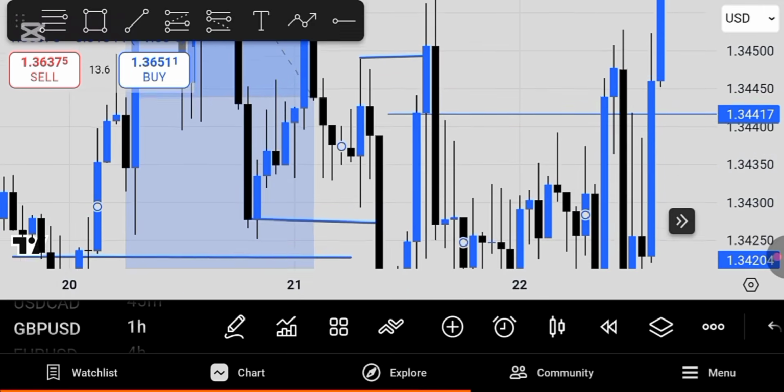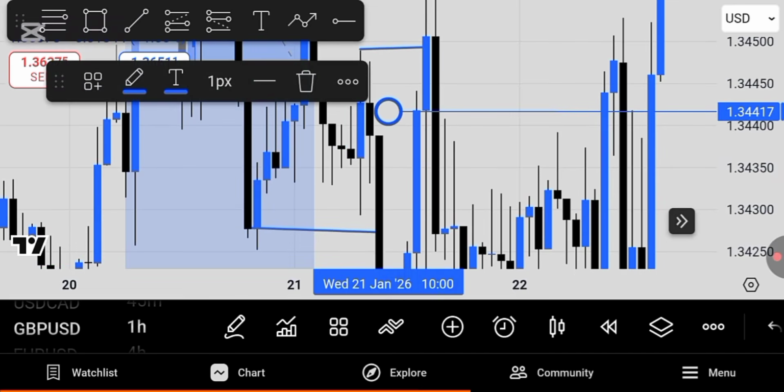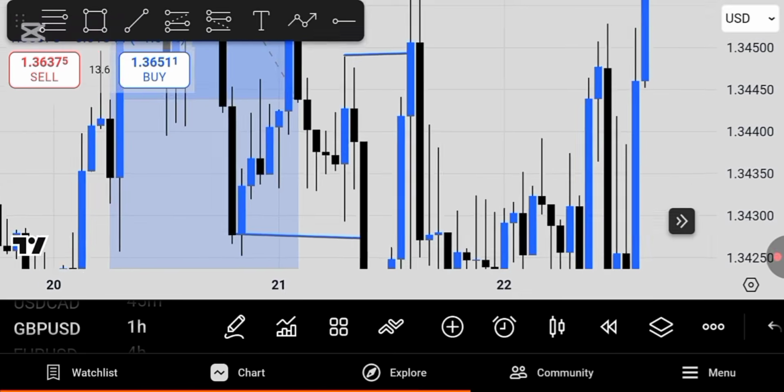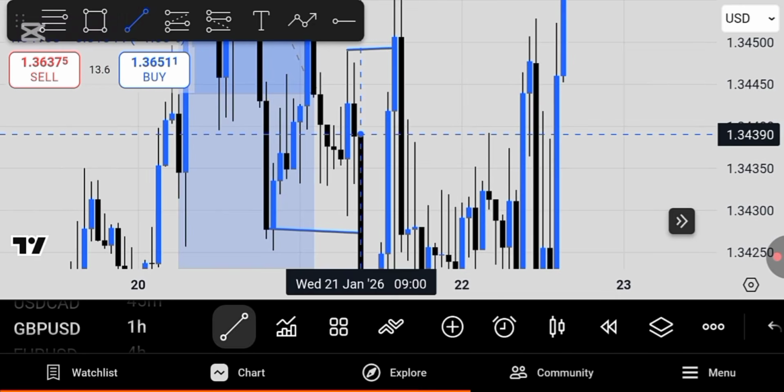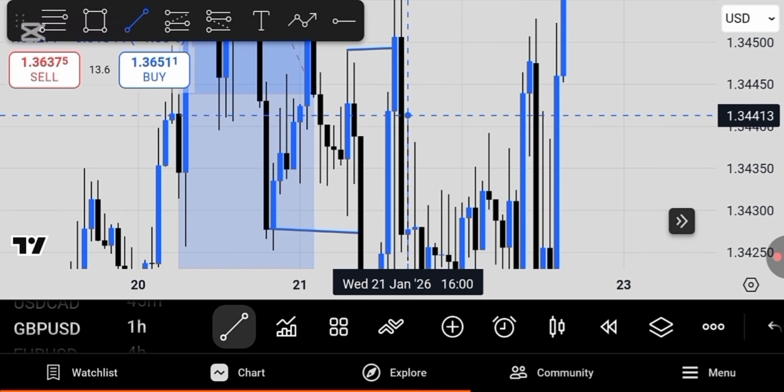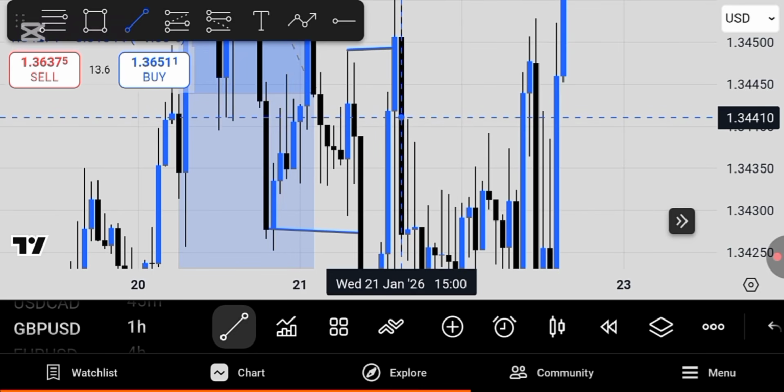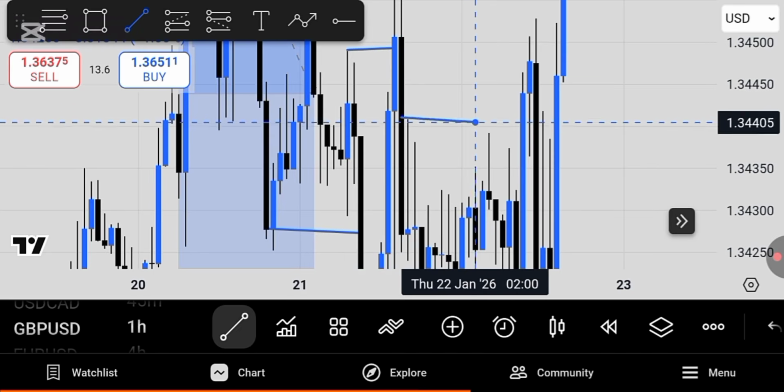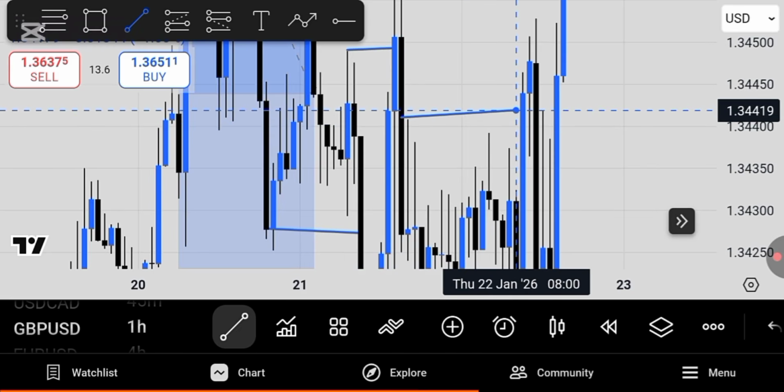And thirdly, we had liquidity, which is our most important factor we have to look for. Liquidity. We had liquidity.